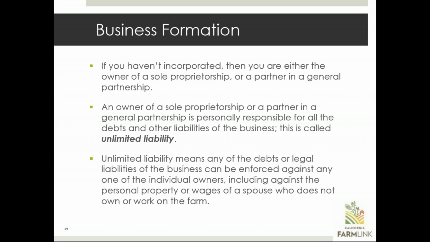Something to keep in mind as the owner of a sole proprietorship or a partner in a general partnership is that personal responsibility is unlimited, or you have unlimited liability in that business structure. And what that means is that any debts or legal liabilities of the business can be enforced against any one of the individual owners, including personal property or wages, including of a spouse of an owner who does not own or work on the farm.